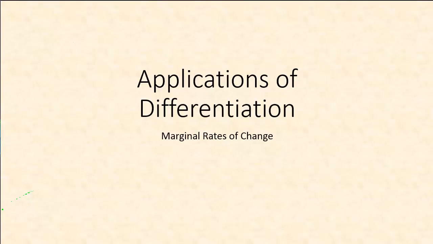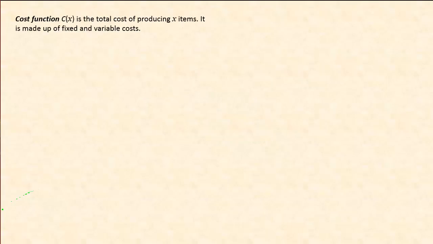Marginal rates of change. So we have some definitions. The cost function C of x is the total cost of producing x items. It's made up of both fixed and variable costs. So what do I mean by that?